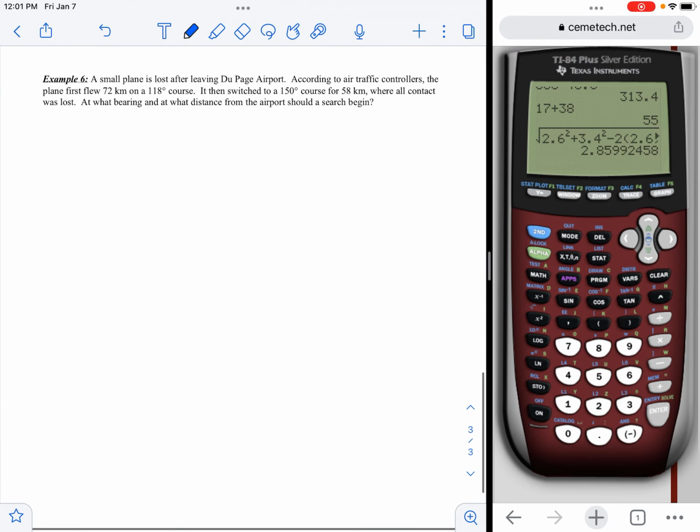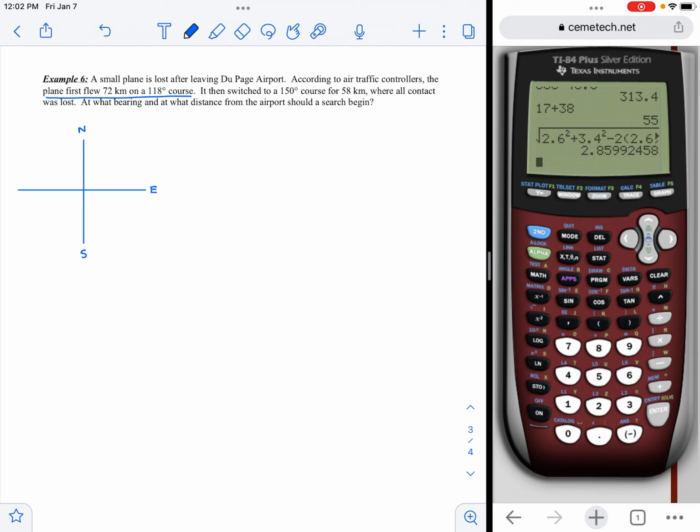Okay, one more left. A small plane is lost after leaving DuPage Airport. According to air traffic controllers, the plane first flew 72 kilometers on a 118 degree course. So I'm going to start by drawing that before I even read anymore. So I'm going to draw a compass.